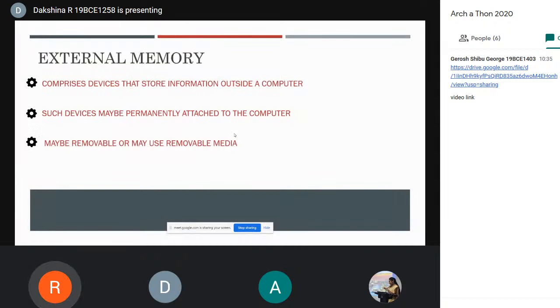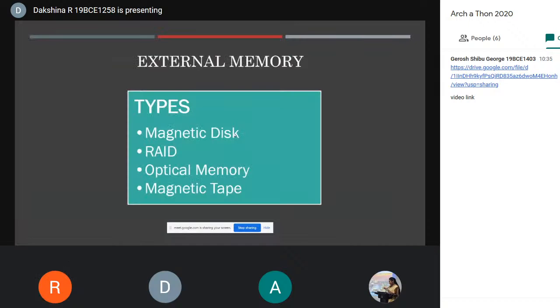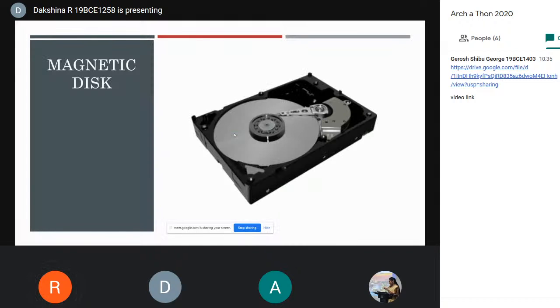In computing, external storage comprises devices that store information outside the computer. Such devices may be permanently attached to the computer, may be removable, or may use removable media. Next slide. There are many types of external storage. Some examples of forms of external storage are CDs, DVDs, external hard drives, flash drives, PC cards, and online or cloud storage. Next slide. Now we are going to talk more about the magnetic disk.